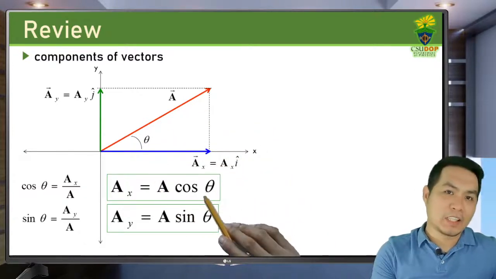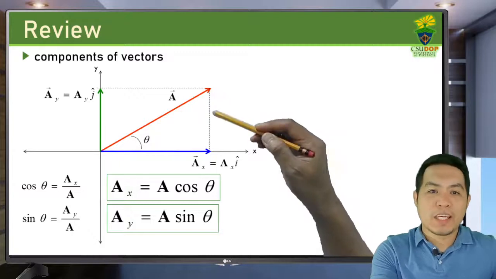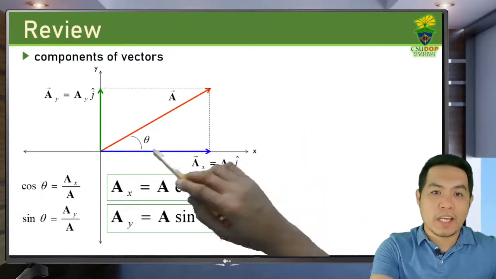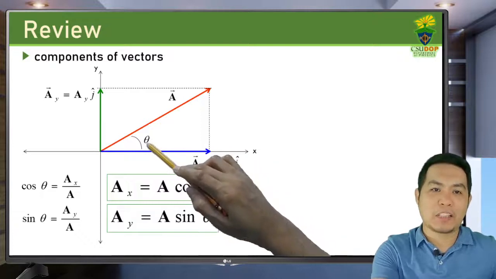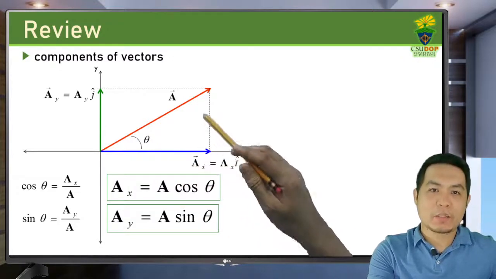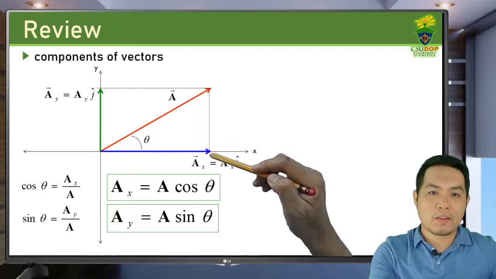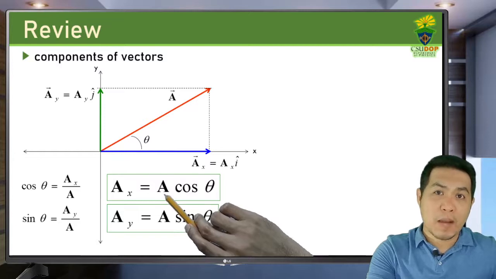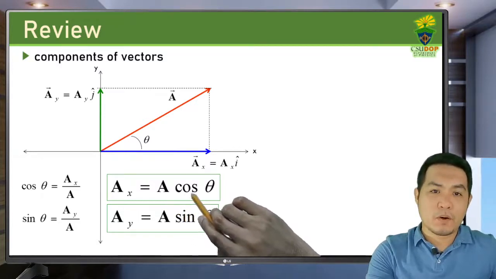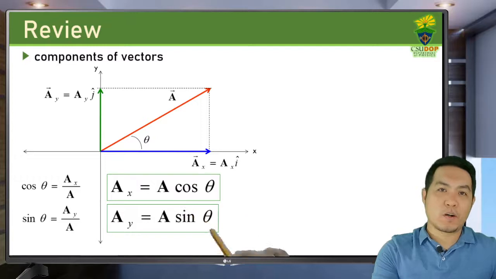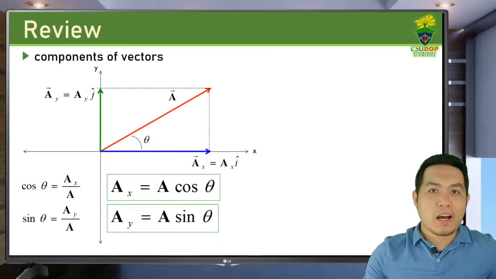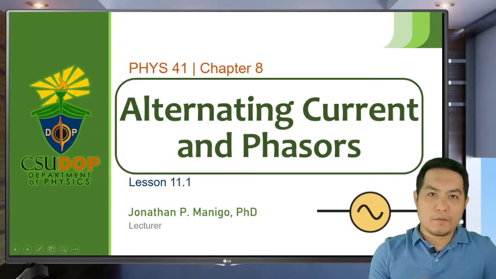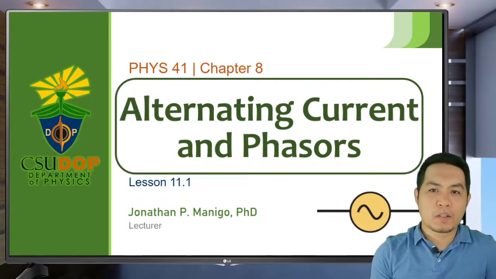Now, if you want to take the component of a vector, say along the x-axis with an angle theta with respect to that axis, then you take the projection of that vector along this axis. To get that projection, you just multiply the magnitude of the vector A times the cosine of the angle. We need this concept in discussing alternating current. The first lesson for this chapter will be all about alternating current and phasors.